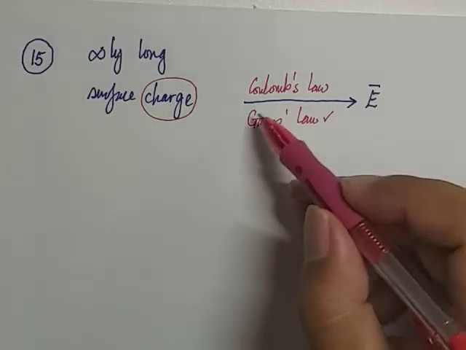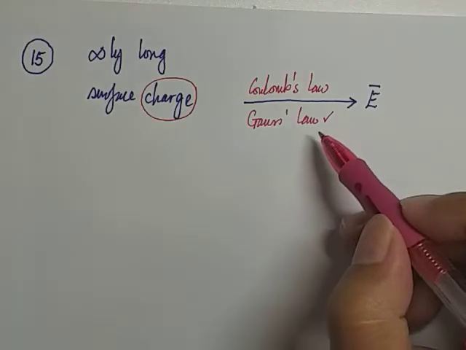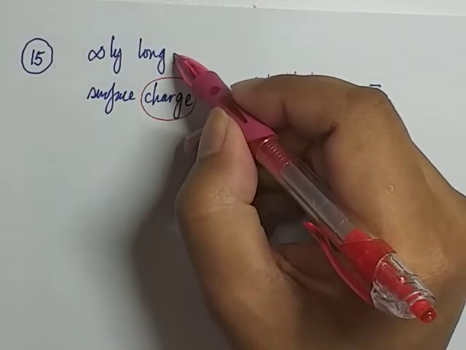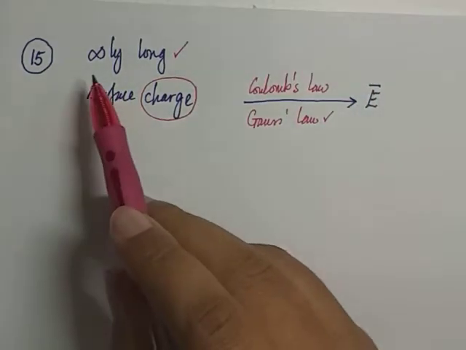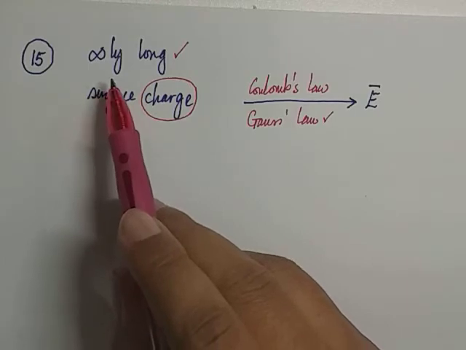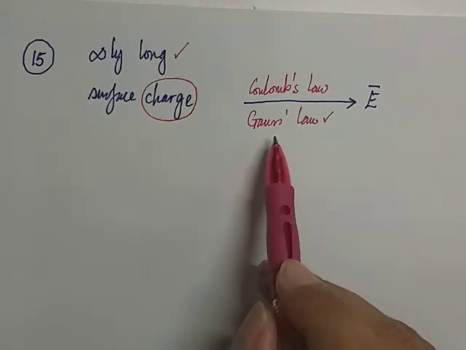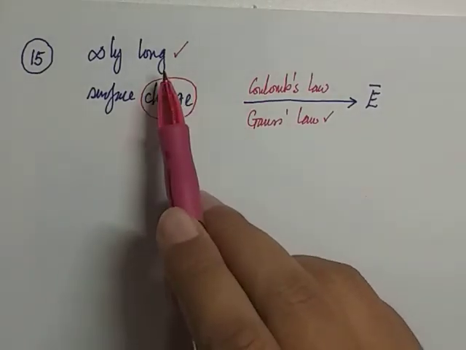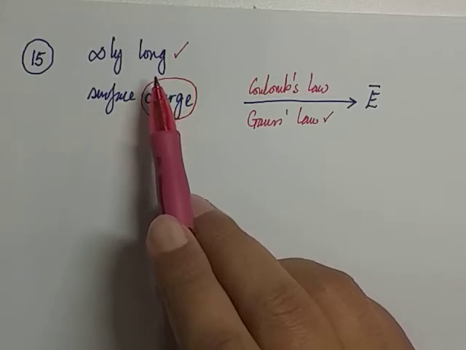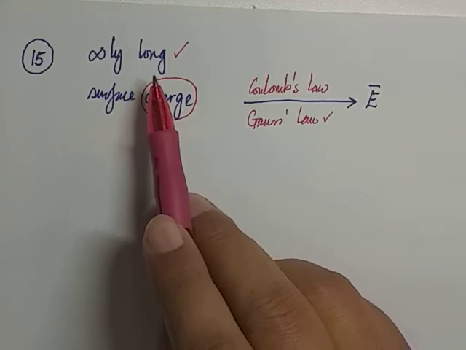There are certain criteria for using Gauss' law, and one of the criteria is that the source should be infinitely long. Due to this, since the cylinder is infinitely long, this problem can be solved by using Gauss' law. That's why the question states clearly the nature of our cylinder, which is infinitely long.